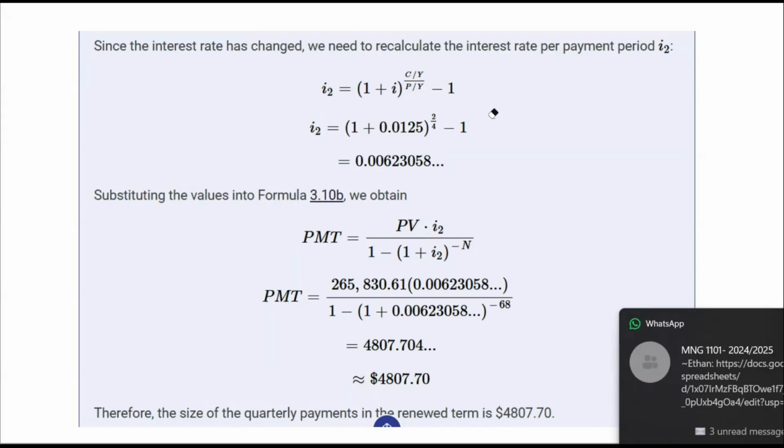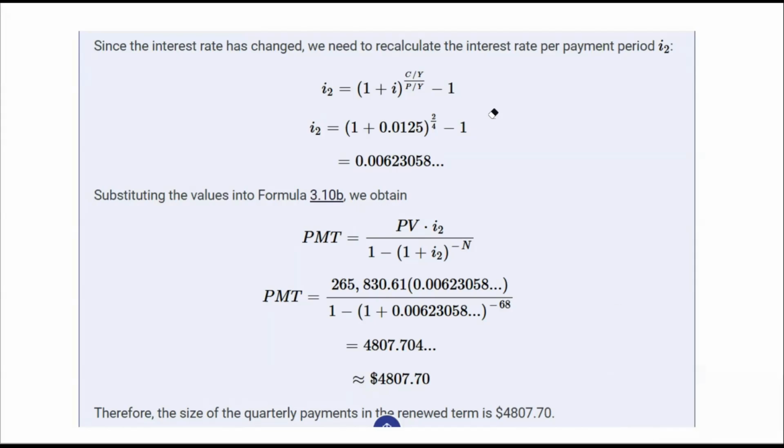Go through these calculations. If you have any queries, feel free to raise them during the tutorials. We can always talk about them, right? You can always clarify them.